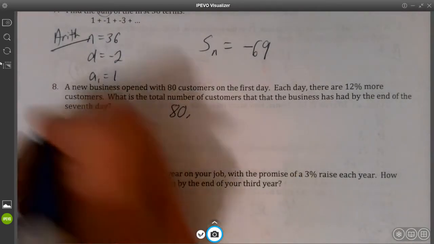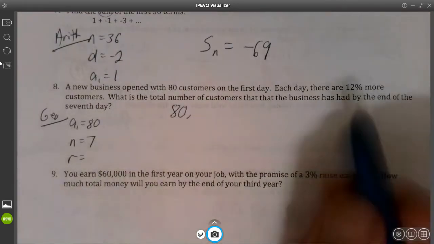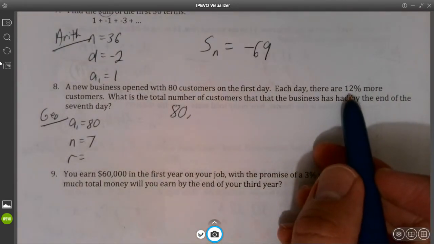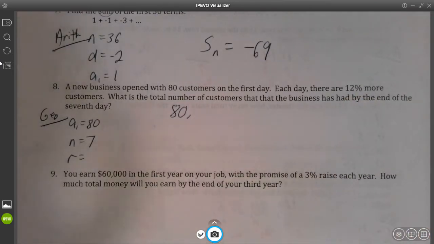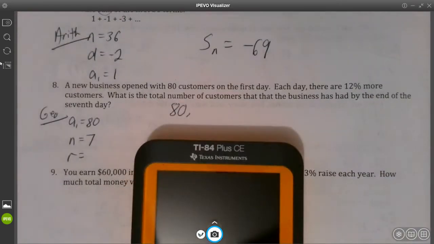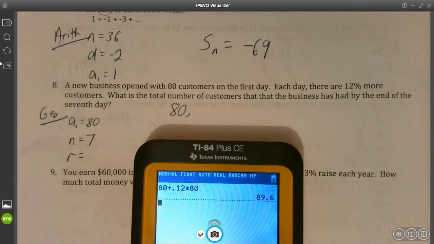It's a common ratio because it's geometric. And here's how I know. When I'm dealing with percents and I'm getting 12% more every day, I'm not adding 12 or adding the same number. I am increasing by a percent. There's multiplication involved. So if you really want to know what it is, I have 80 customers, plus I also have 12% of 80. So 0.12 times 80. So the next day I had this many customers.